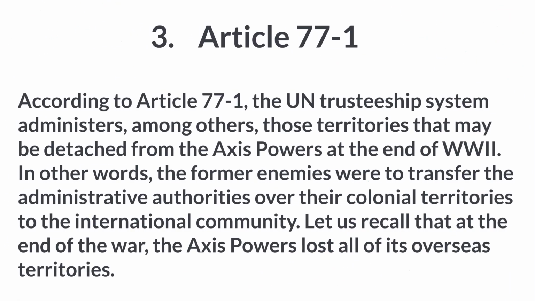3. Article 77, 1. According to Article 77, 1, the UN trusteeship system administers, among others, those territories that may be detached from the Axis powers at the end of World War II. In other words, the former enemies were to transfer the administrative authorities over their colonial territories to the international community. Let us recall that at the end of the war, the Axis powers lost all of their overseas territories.